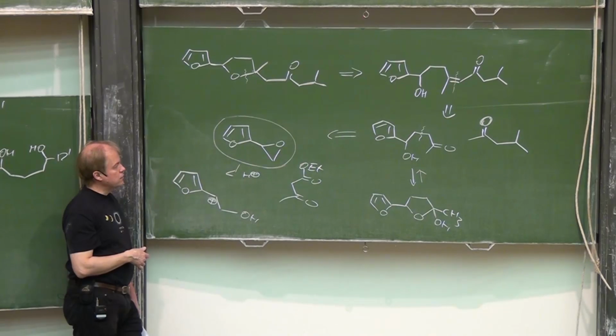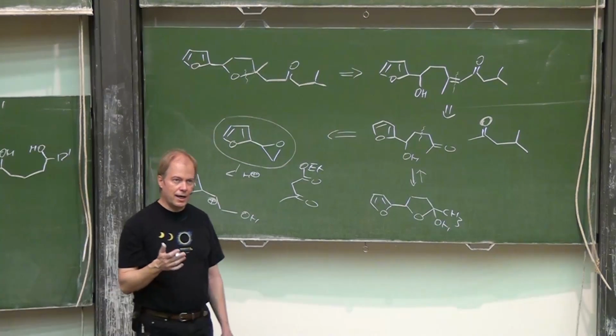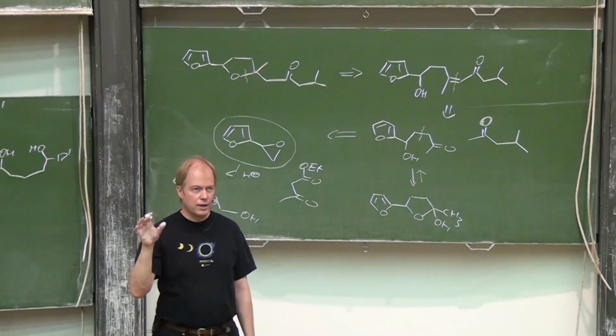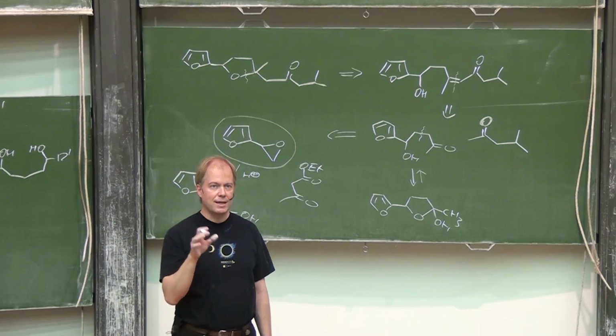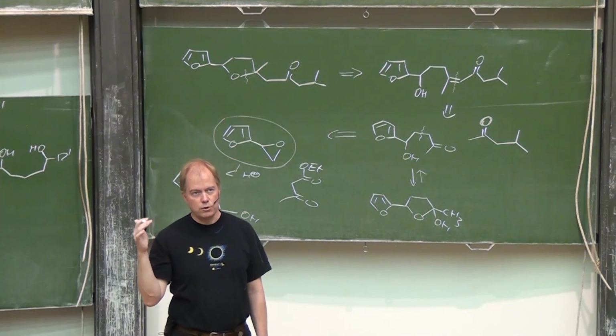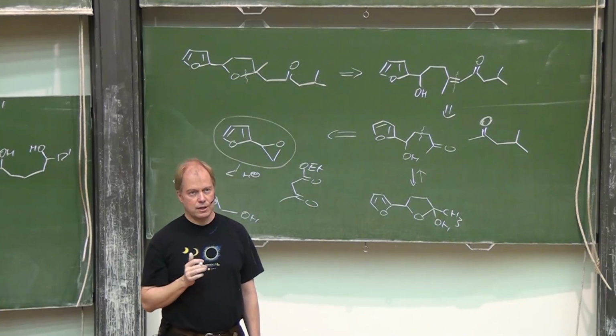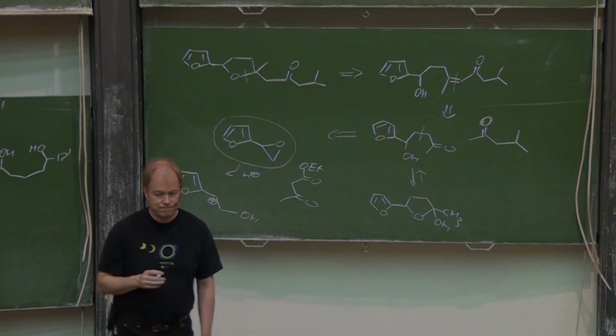So I think this is enough for today. Tomorrow we will again have a look at 1,n relationships, but especially for dicarbonyl compounds. So we will analyze the situation with 1,2 dicarbonyl compounds, then 1,3, 1,4, 1,5, and even how to set up 1,6 dicarbonyl compounds. Thank you for listening. See you tomorrow.